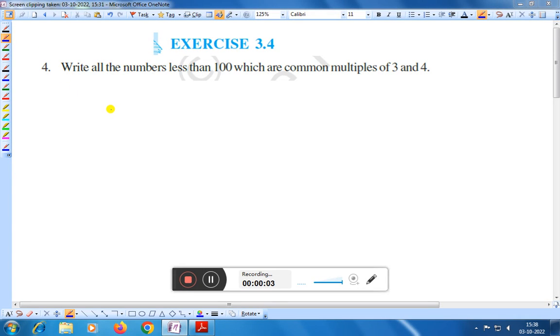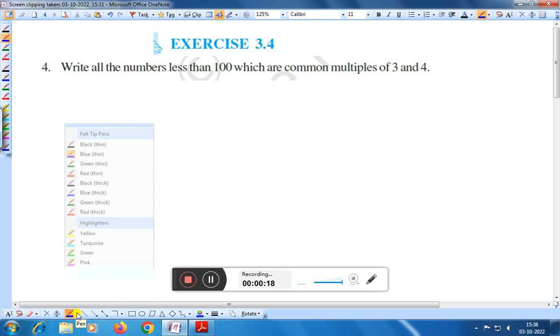Hello friends, today we shall discuss exercise 3.4 question number 4. Write all the numbers less than 100 which are common multiples of 3 and 4. First of all, we write the multiples of 3.